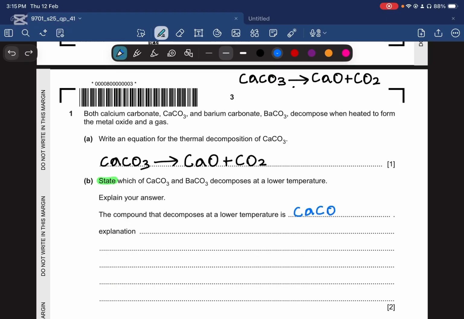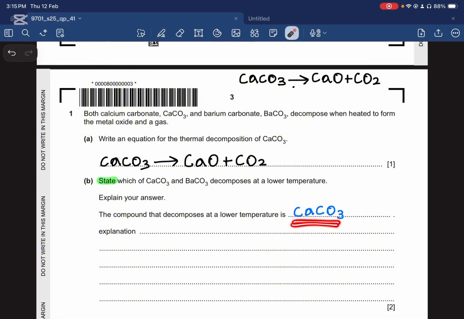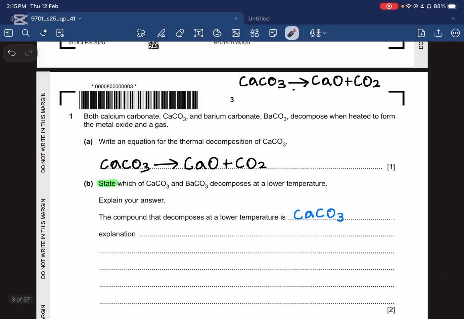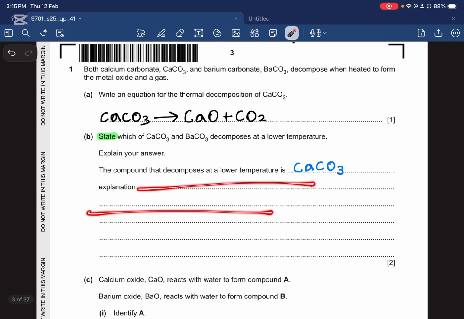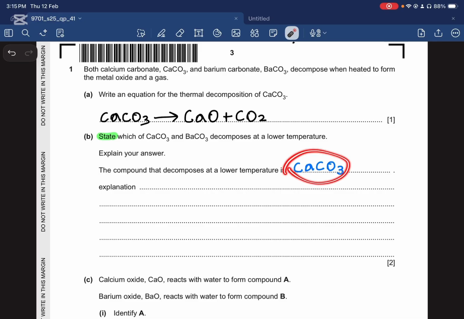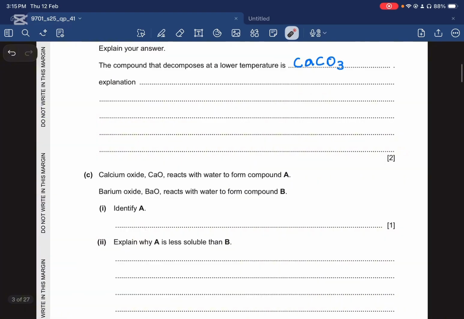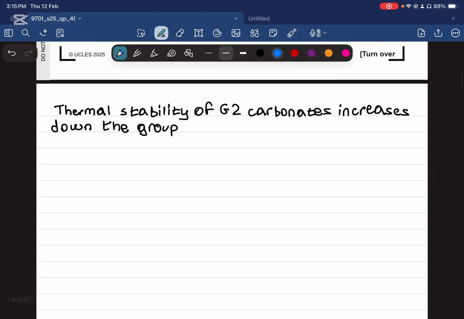But we still haven't figured out the explanation as to why this is less thermally stable compared to barium carbonate. What most students do is they just write down the trend. Their trend is that thermal stability increases down the group. That's not the explanation. That's the pattern, or that's the trick for you to find out the answer. A trend is simply a trick. It's not explaining why one compound is less thermally stable than the other. There is a proper scientific explanation to it.